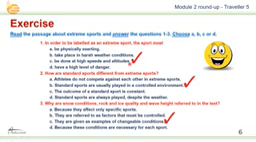Here we go with the right answer for number 1. Be done at high speeds and altitudes. Number 2. Standard sports are usually played in a controlled environment. B is the right answer, while number 3, C is the right answer. They are given as examples of challengeable conditions. Well done for those who got the right answer the first time.